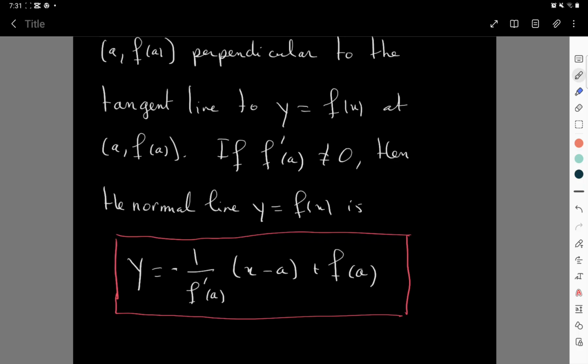Because if I have two lines that have non-zero slopes and are perpendicular, then the product of the slopes is minus 1, right? So if the slope of the tangent line is f prime of a and is non-zero, then the slope of the normal line is the negative reciprocal of that number, so it's minus 1 over f prime of a. And now I know a point on the normal line, which is a, f of a. So with that info, I can derive the equation of the normal line, provided f prime of a is non-zero.